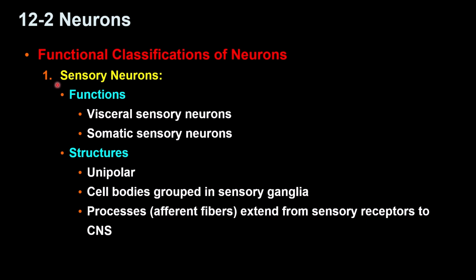The first one, the sensory, the function depends on the location. It can be in the visceral organs, or it can be in the sensory organs that you consciously feel. For example, the somatic sensory will be in the skin, in the joints, and also in the muscle.